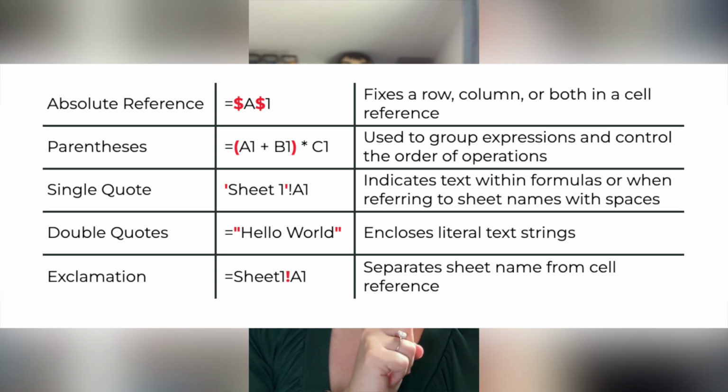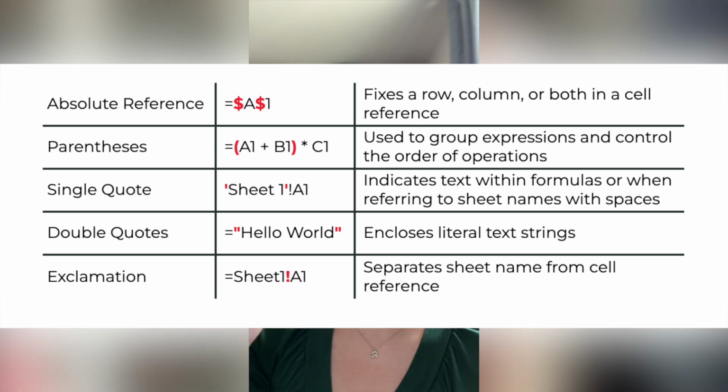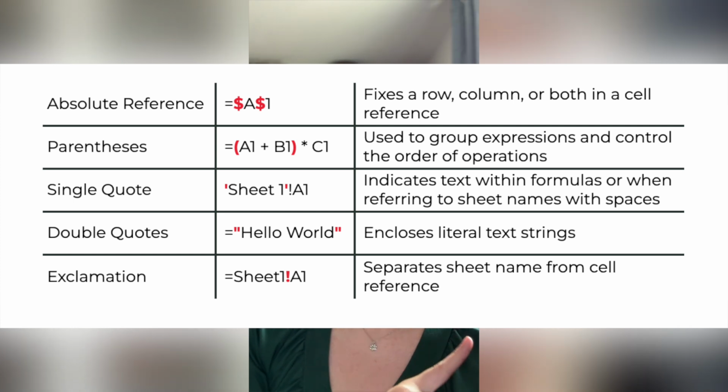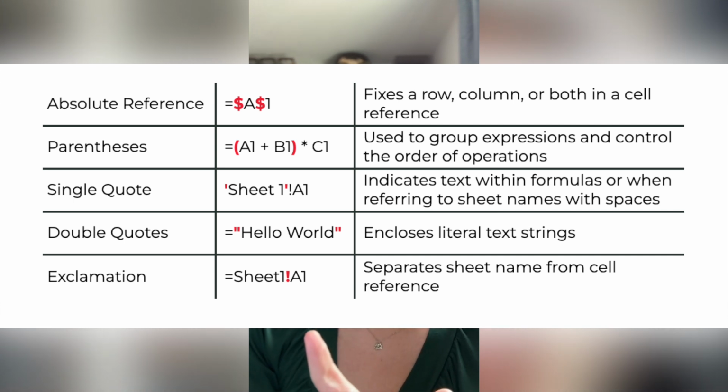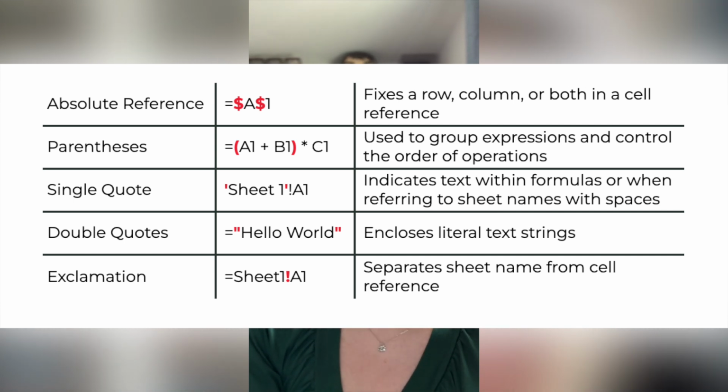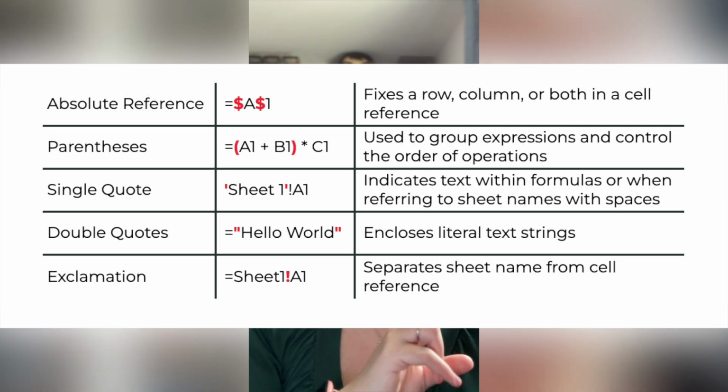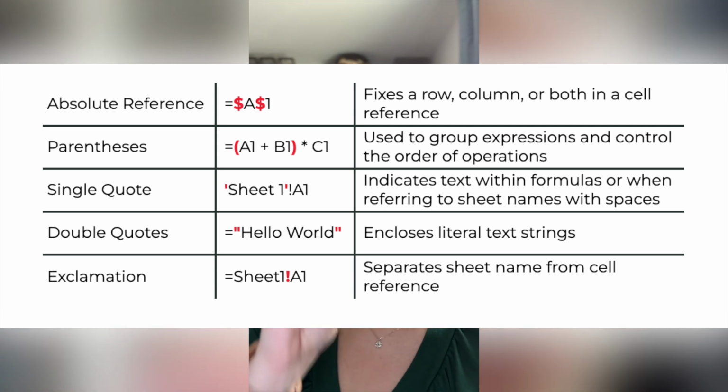Parentheses are used to group and control the order of the operations, but you're also going to use parentheses a lot just to start a formula. Single quote is going to be very important when you're referencing a sheet that has a space in the name of it in both Excel or Google Sheets. And the double quotes, you're going to use that anytime you are using literal text.